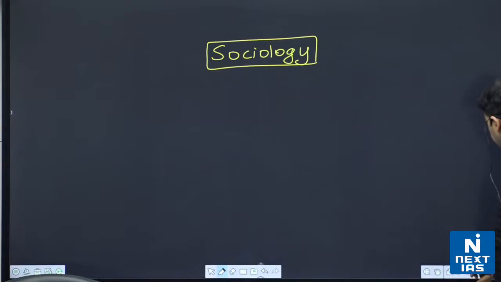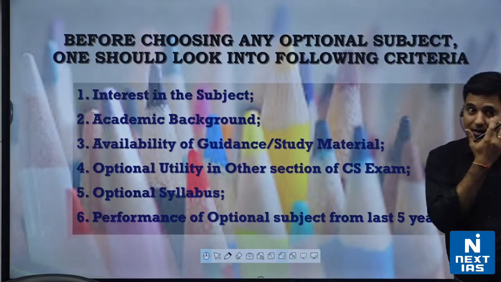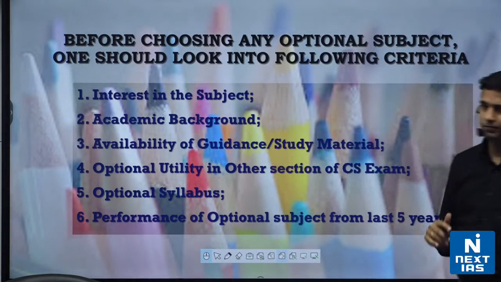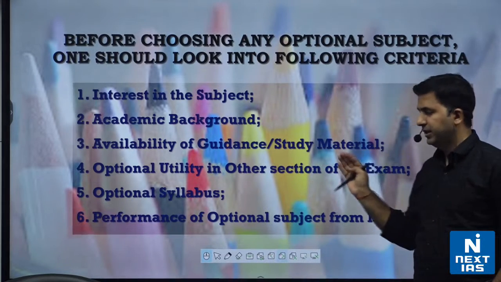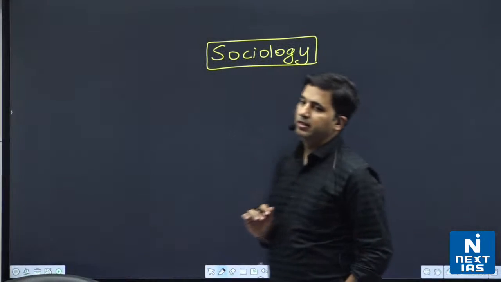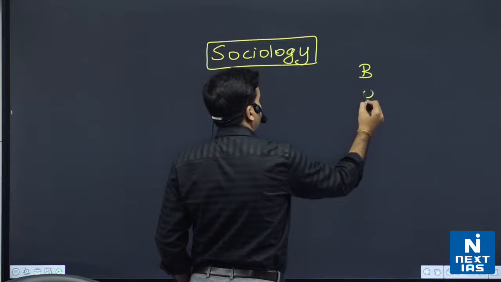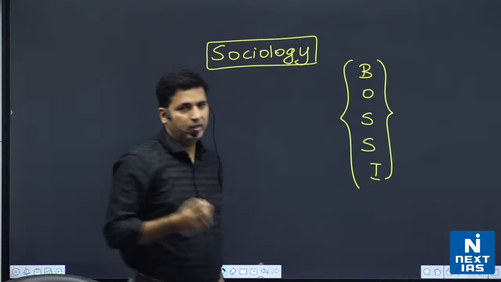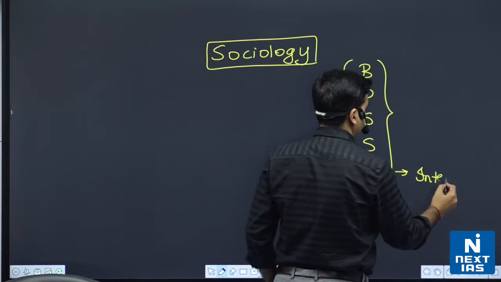So I have categorized some of the criteria for taking an optional subject. Now these criteria vary from interest in the subject, academic background, availability of guidance, optional utility in the other sections of the examination, that is civil services, optional syllabus, and performance of the optional subject. Simply saying, before taking an optional subject, what are the things you have to keep in mind? You can make a simple acronym for yourself to understand that first and foremost criteria one must have before opting for any optional subject is interest in the subject.